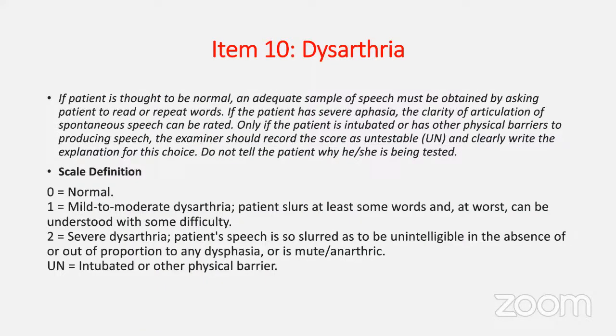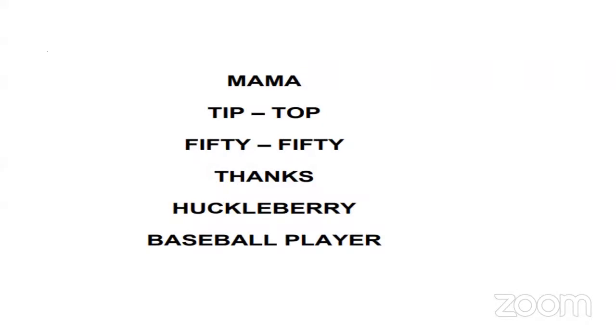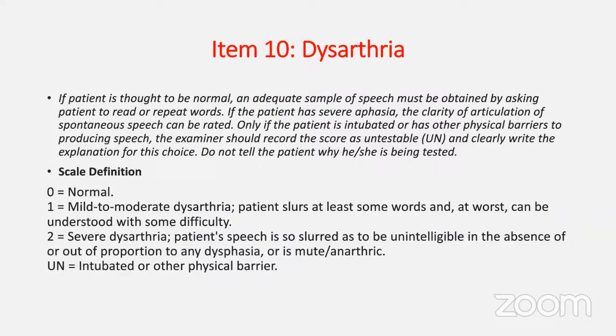Item 10, dysarthria. If the patient is thought to be normal, an adequate sample of speech must be obtained by asking the patient to read or repeat these words: mama, tip-top, fifty-fifty, and so on. If the patient has severe aphasia, the clarity of articulation of spontaneous speech can be rated. Only if the patient is intubated or has other physical barriers to producing speech, the examiner should record the score as untestable and clearly write the explanation for this choice.